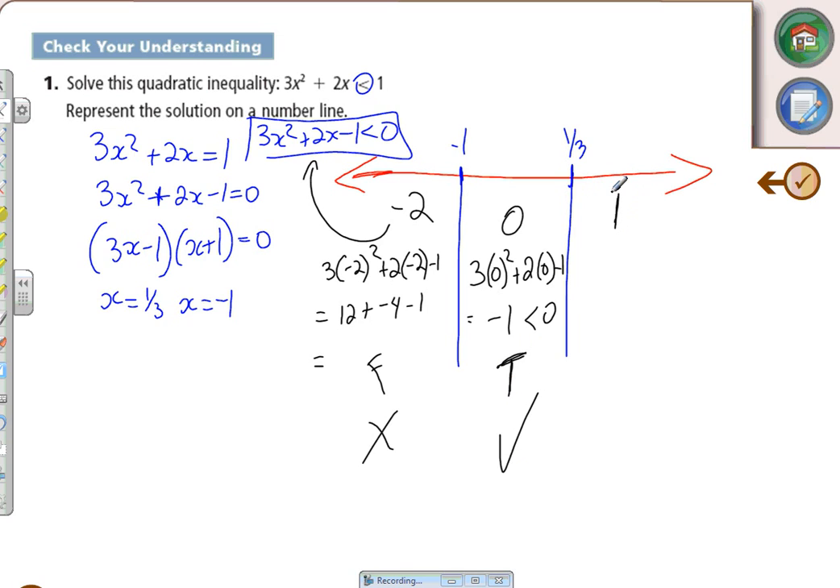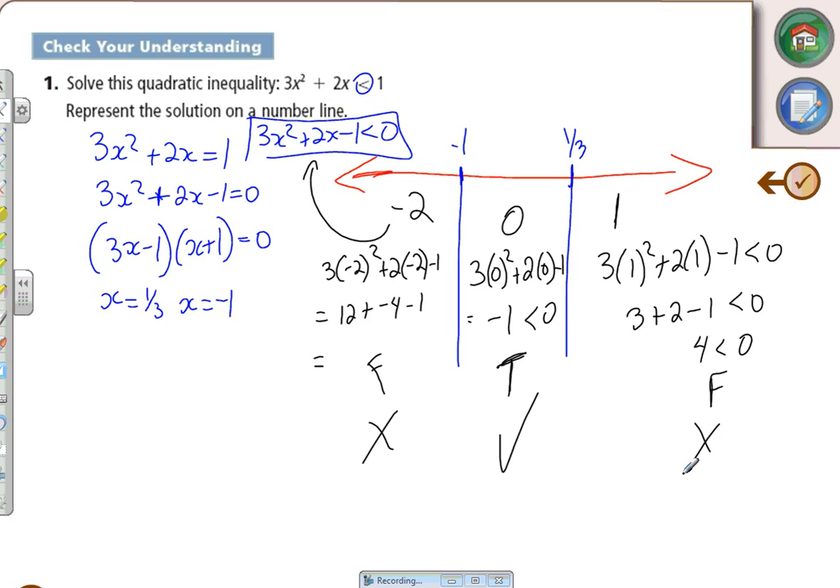Now we're going to do the same thing with the 1. Plug that one in and see if that's going to end up being less than 0. Let's see. So 1 squared is 1 times 3, so 3 plus 2 minus 1. 5 minus 1, so we got 4. Oh, that's not true. That's false. So that's not part of the solution set.